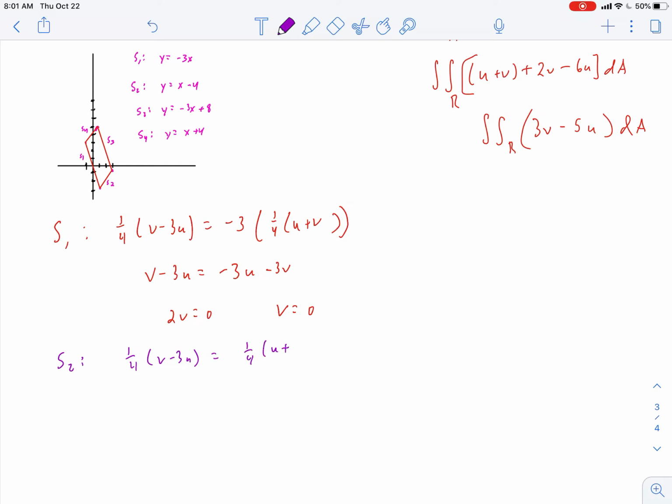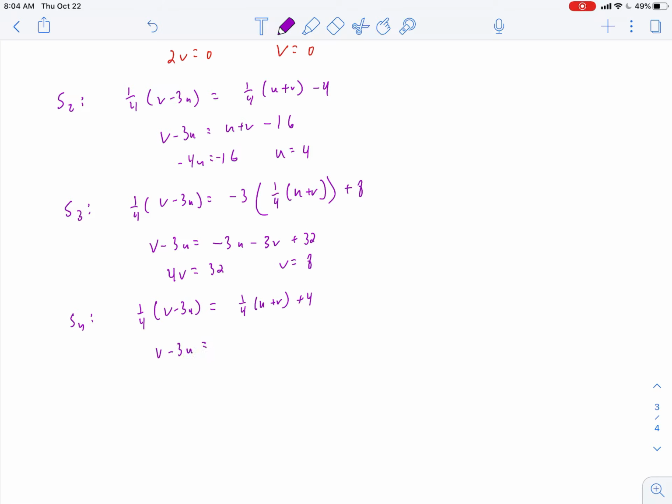And then side 4, just go ahead and substitute in y = x + 4, so 1/4 (v - 3u) = 1/4 (u + v) + 4. Multiply everything by 4. v - 3u is equal to u + v + 16. Go ahead and get rid of the v's, bring that here, so -4u = 16. Divide both sides by -4, u = -4.